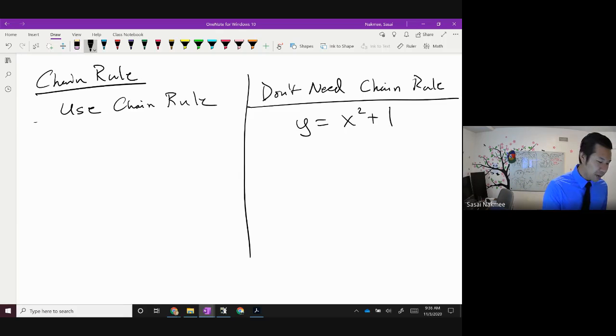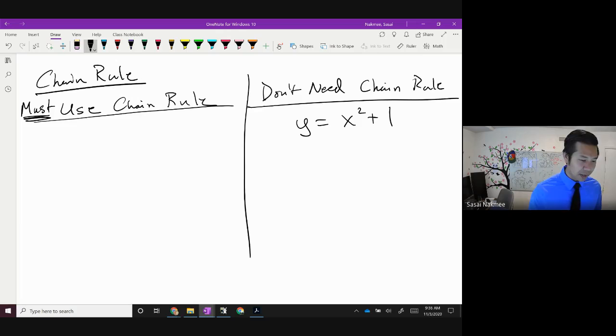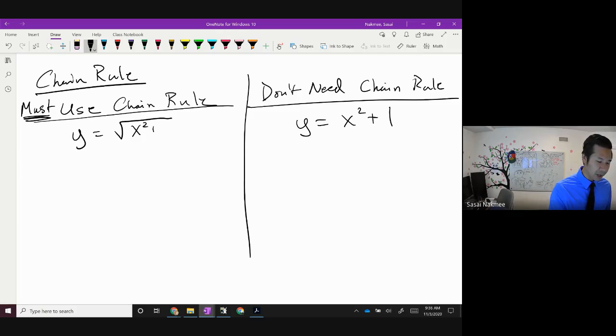What's something that can use the chain rule? Or actually, I should say, not can. I think a better word would be must. Let's go with must use the chain rule, and don't need the chain rule. That just sounds weird. It's fine. Anyways, something that must use the chain rule would look something like this. Let's say I have that same function, x squared plus 1, but I have it inside another function. So I have here the square root of x squared plus 1.